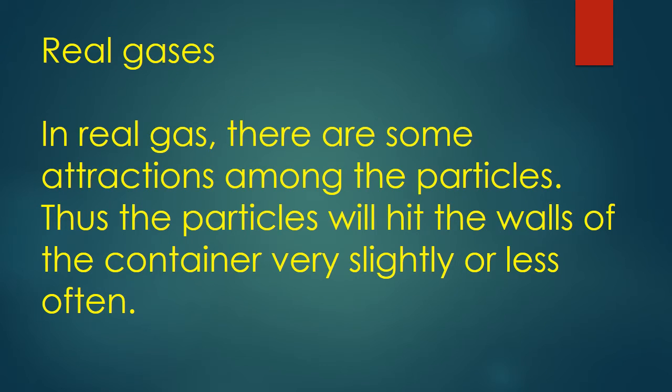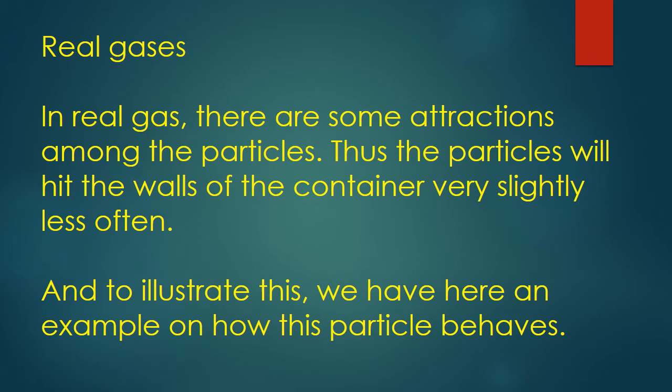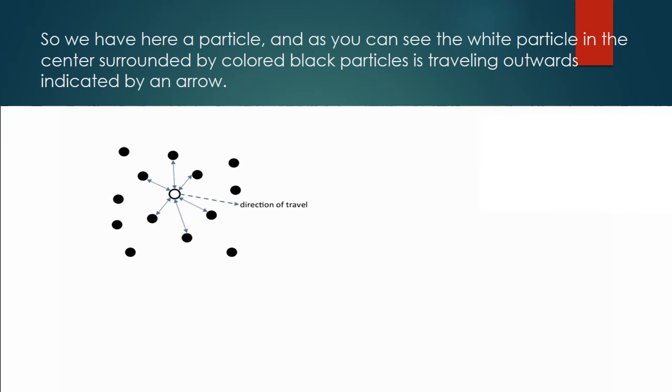Real gases. In real gases, there are some attractions among the particles. Thus, the particles will hit the walls of the container more slightly or less often. To illustrate this, we have here an example of how these particles behave. We have a particle, and as you can see, the white particle in the center surrounded by black particles is traveling outwards, indicated by the arrow.